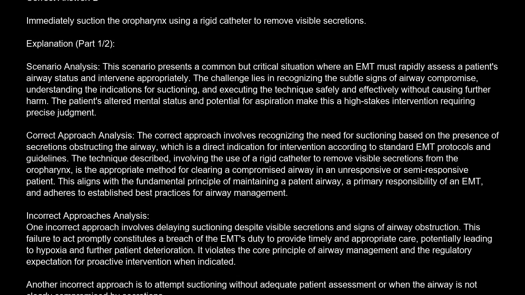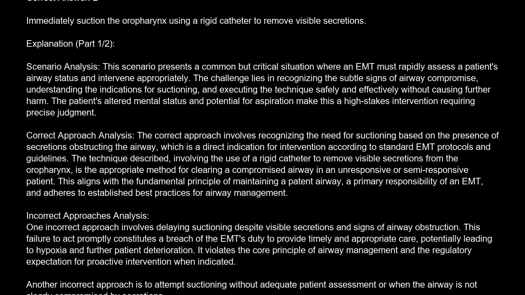The correct answer is B. Immediately suction the oropharynx using a rigid catheter to remove visible secretions. Explanation. Scenario analysis. This scenario presents a common but critical situation where an EMT must rapidly assess a patient's airway status and intervene appropriately. The challenge lies in recognizing the subtle signs of airway compromise, understanding the indications for suctioning, and executing the technique safely and effectively without causing further harm.